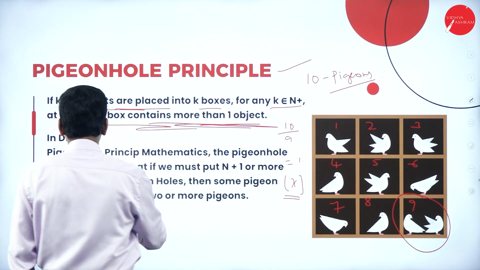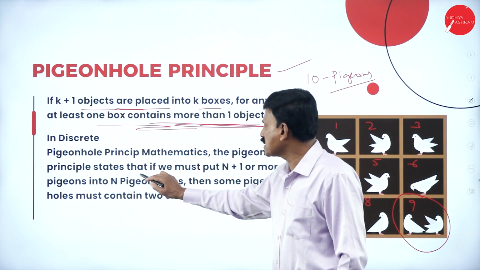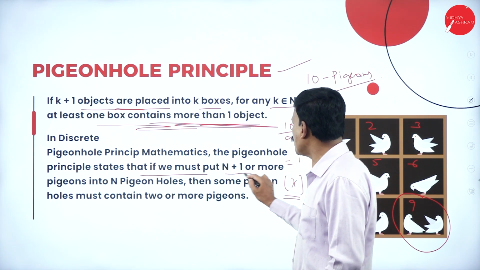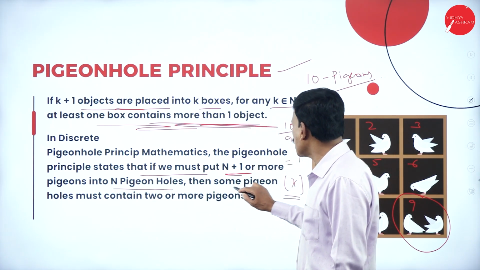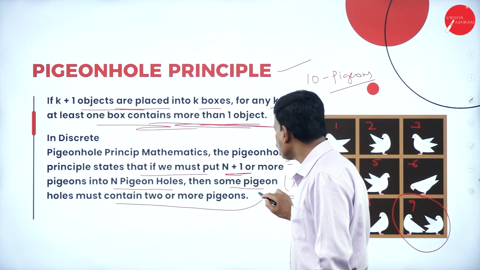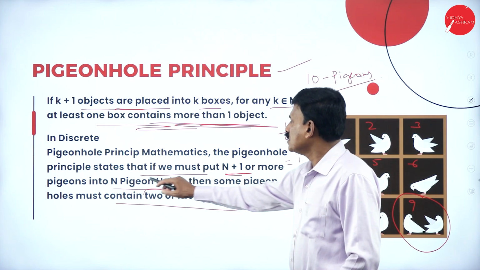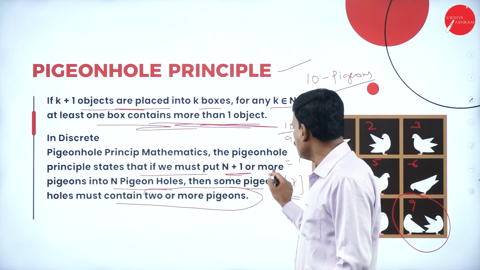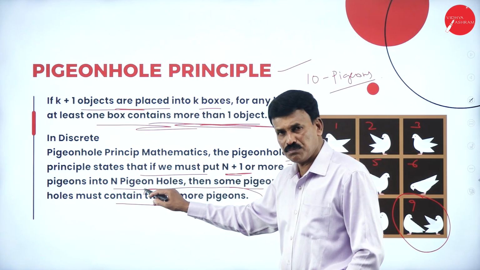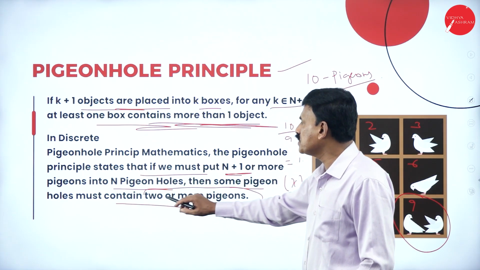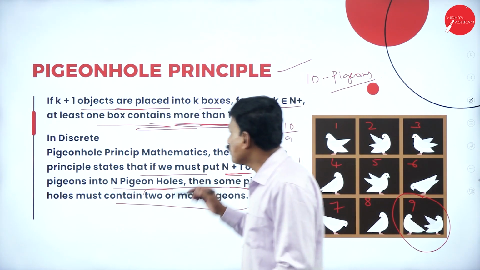The pigeonhole principle in mathematics states that if we must put n plus 1 or more pigeons into n pigeonholes, then some of the pigeonholes must contain 2 or more pigeons. That is, if you put n plus 1 or more pigeons into n pigeonholes, then some of the pigeonholes must contain 2 or more pigeons. That is the statement of this principle.